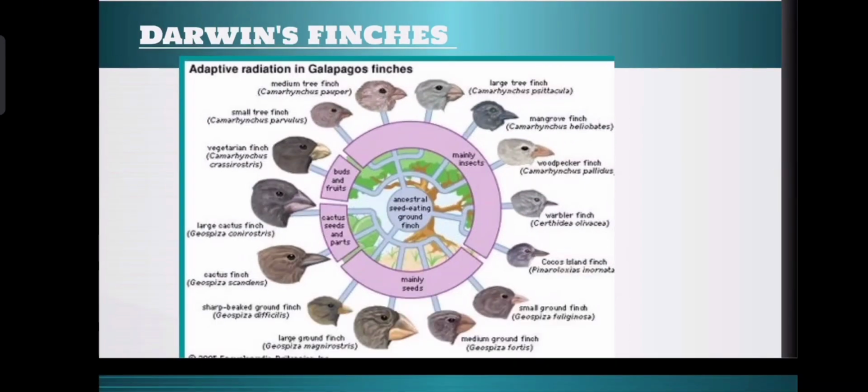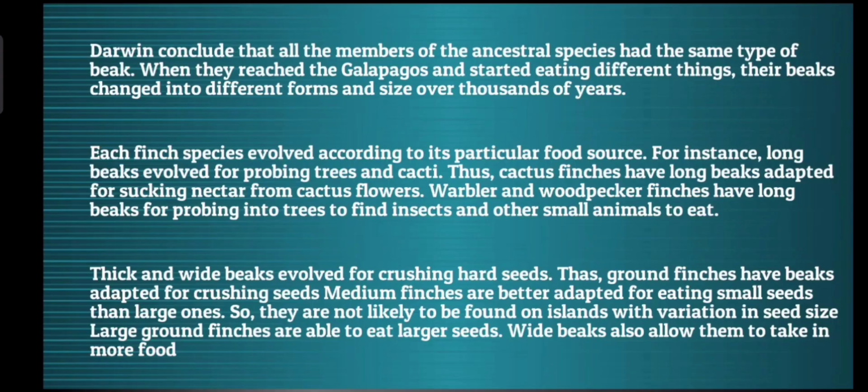In this diagram we can see 14 different species inhabiting the Galapagos Islands. Their beak is different from each other due to what kind of food they consume. Darwin concluded that all the members of the ancestral species had the same type of beak when they reached the Galapagos and started eating different things. Their beaks changed into different forms and sizes over thousands of years. Each finch species evolved according to its particular food source.